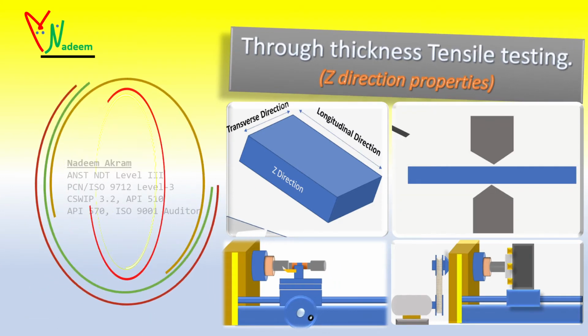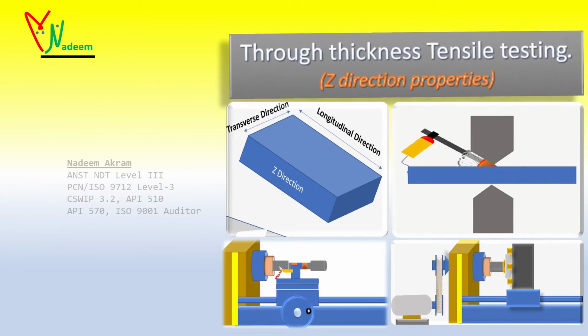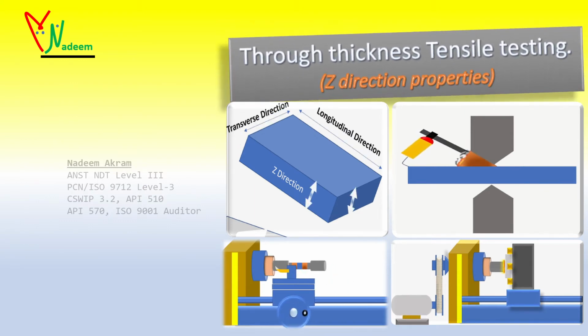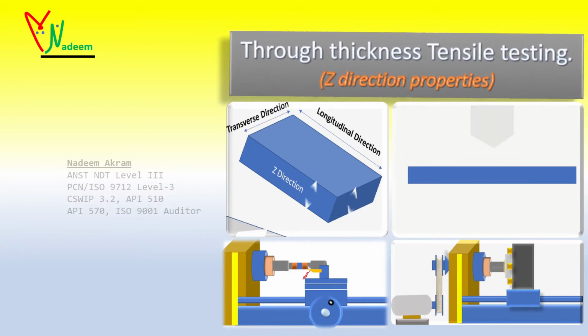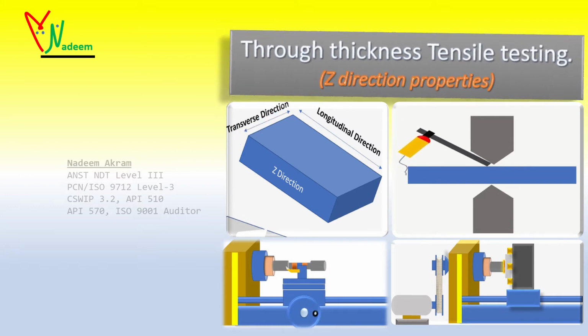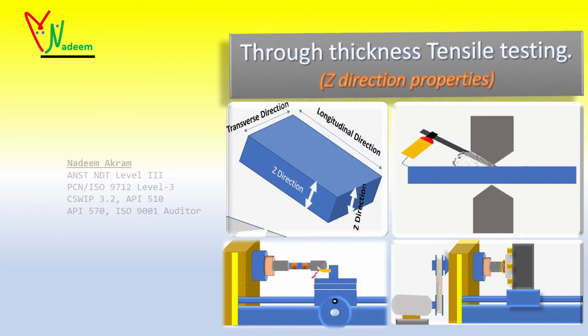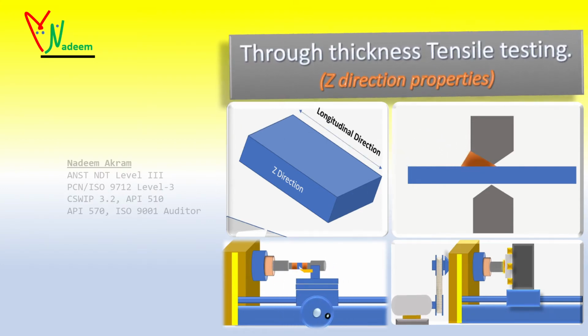This video is to explain through thickness tensile testing, Z-testing, of rolled steel. It applies to plates and wide flats with thickness 15 mm and over with specified minimum through thickness Z direction properties. Z-grade steels are typically used to minimize the possibility of lamellar tearing during fabrication by welding.